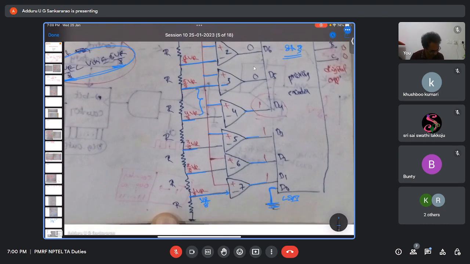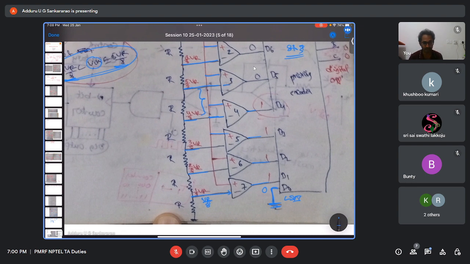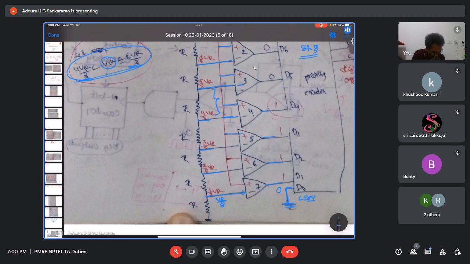Now anyway, D0's input is 0 since it is connected to ground. Now up to here, the input voltage I'm giving is between 4 VR by 8 and 5 VR by 8. So if we see here, what will happen for the first comparator? From the bottom, for the seventh comparator, you can say, definitely it is VR by 8 at the non-inverting terminal, and at the inverting terminal it is greater than 4 VR by 8. That means positive is greater than negative, so the output is 1.